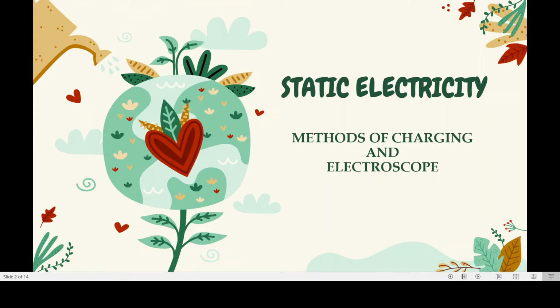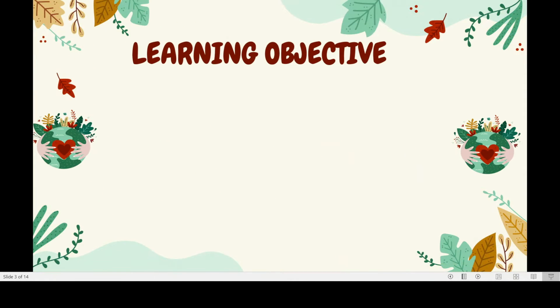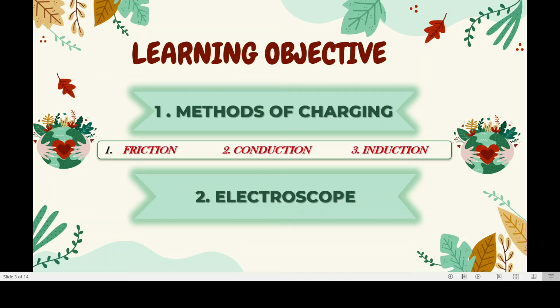So, in this class, we are going to discuss static electricity. In this topic, particularly, we are going to discuss the methods of charging and the electroscope. So, what are the learning objectives? The methods of charging. In methods of charging, there are three methods employed. One is friction, another is conduction, and finally induction. And then we are going to learn about the electroscope.